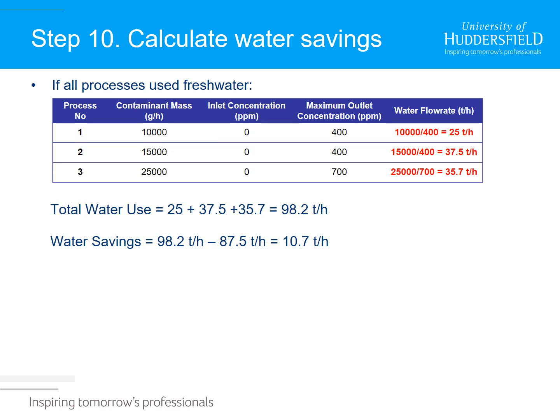As a final step, we can compare the freshwater consumption of this optimized network with the case where all three processes use freshwater. In this latter case, the inlet concentration of all three processes would be 0 ppm, and the water flow rate would be 25, 37.5, and 35.7 tons per hour, respectively. The total water use would be, in this case, 98.2 tons per hour, which, if compared to 87.5 tons per hour, means that we have achieved water savings of 10.7 tons per hour.